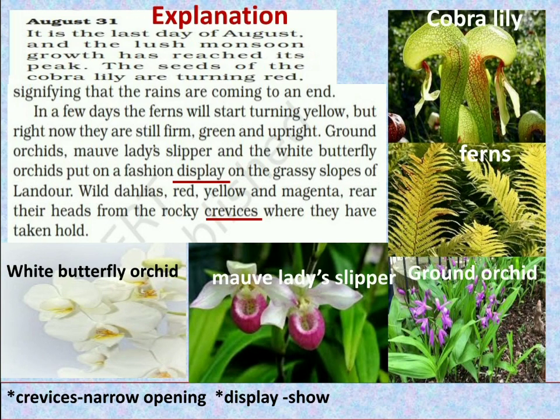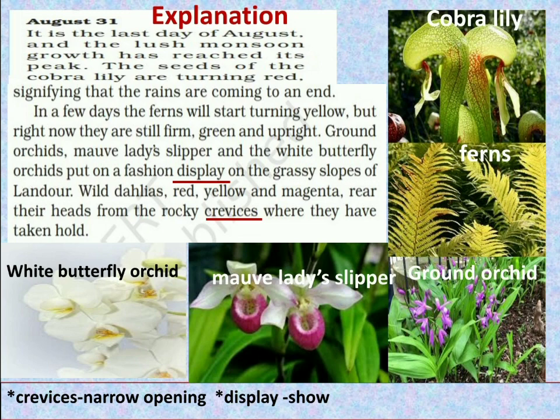So, on August 31st, that is the last day of August month, and monsoon growth is seen everywhere on the hills. The seeds of cobra lily are turning red. And this indicates that rains are coming to an end. And in the next few days, the flowerless ferns will begin turning yellow. But at that moment, they stood firm, green, and upright.